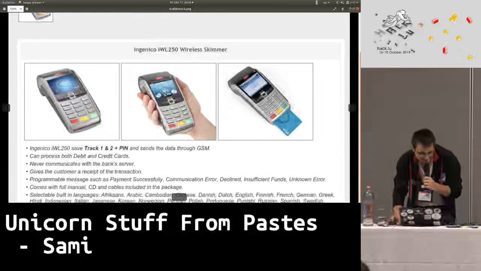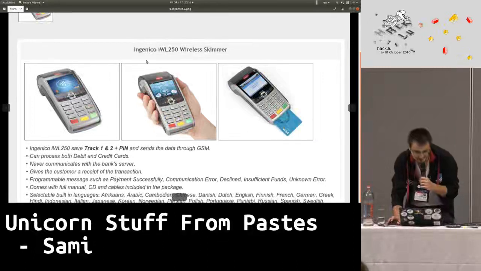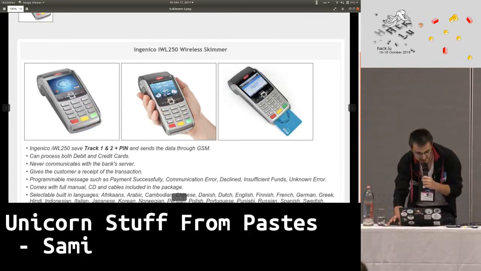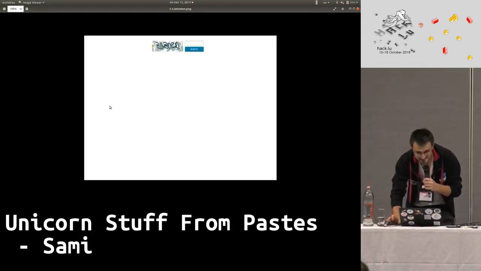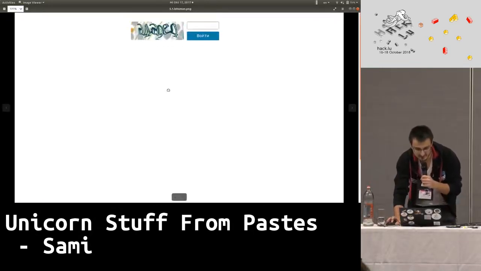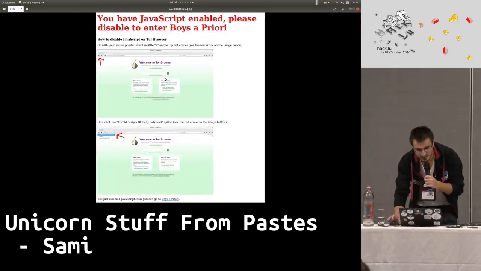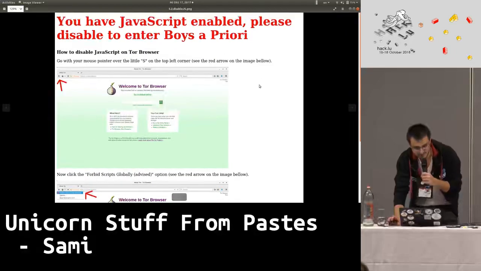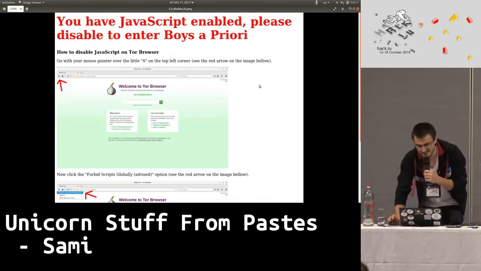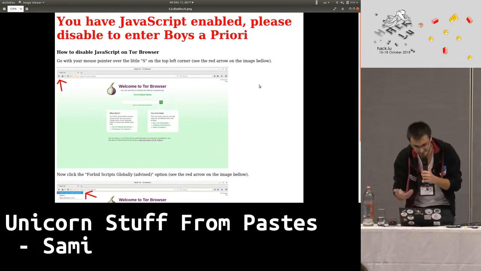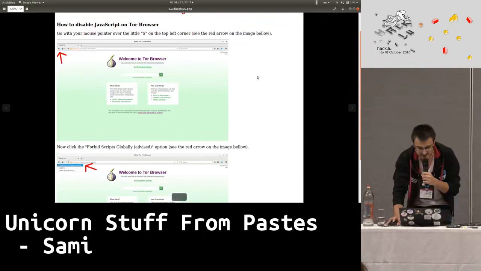Also, you have things that look really real, the standard Genico one, where they have some interesting features like built-in languages, a lot of them, and also give the customer a receipt of the transaction and so on. So you have a lot of things. We have a lot of this kind of thing where they expect you to be human to enter it. Or even more interesting, they require you to disable JavaScript. It's kind of the opposite of some websites where they want you to have JavaScript enabled, but these want you to have JavaScript disabled.